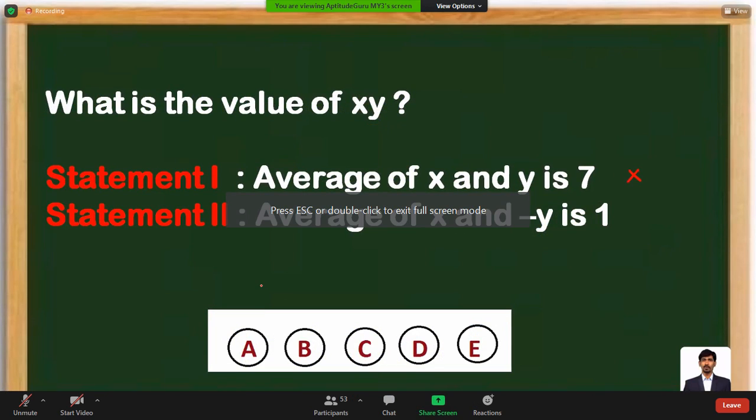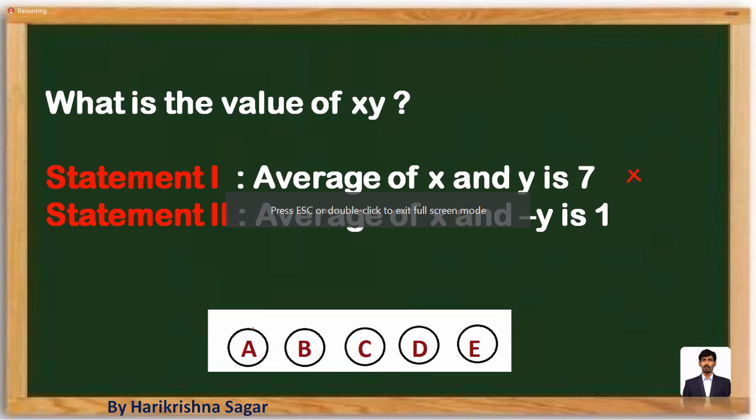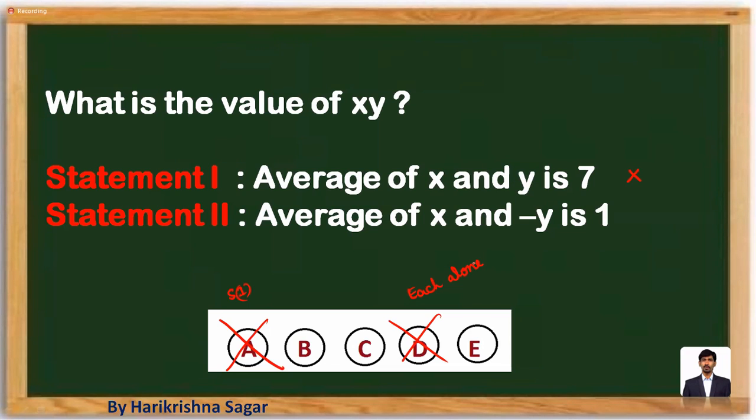Once you realize that statement 1 is not giving the answer, you can eliminate option A and you can also eliminate option D. Why? Because option A indicates that statement 1 alone is enough, and option D indicates each alone is sufficient, that is, 1 is sufficient and individually 2 is also sufficient. Because 1 is not a correct statement here, we can simply eliminate those options and look at the second statement.